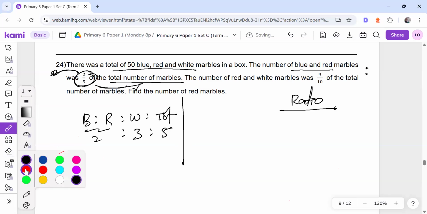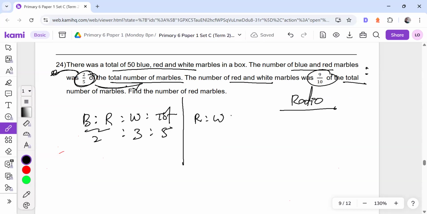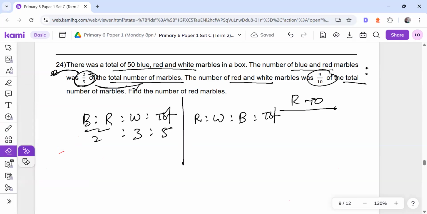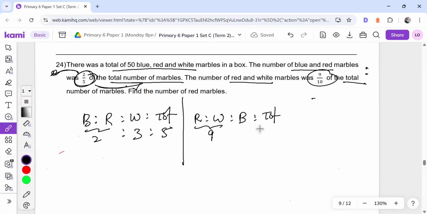Okay. Same for the next one. The red and white is 9/10 of the total. So once again, red, white, and you must have a blue. This ratio must have a blue inside the ratio, and then there's a total. Okay, then go and put the numbers inside. So the red and the white is 9, and the total is 10, and the blue is what? 1. Agree? Okay, why must you have these two ratios? Or how do we continue from here?